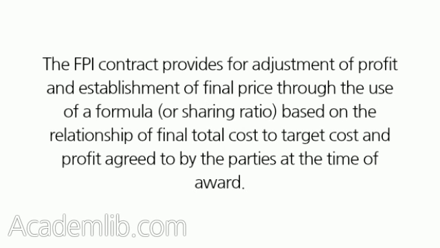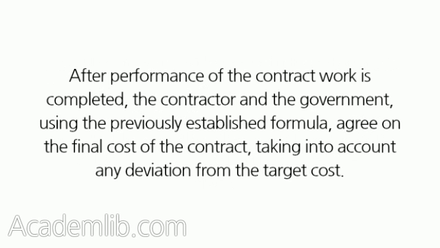The FPI contract provides for adjustment of profit and establishment of final price through the use of a formula, or sharing ratio, based on the relationship of final total cost to target cost and profit agreed to by the parties at the time of award. After performance of the contract work is completed, the contractor and the government, using the previously established formula, agree on the final cost of the contract, taking into account any deviation from the target cost.